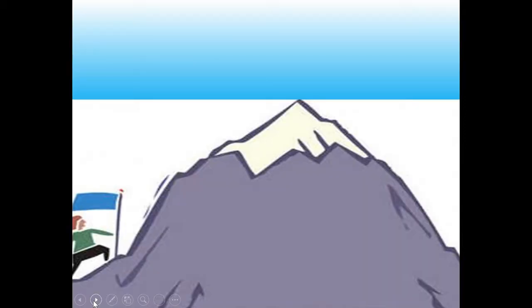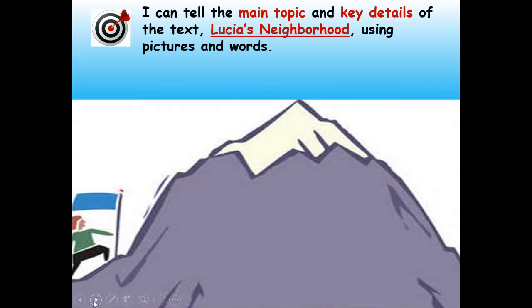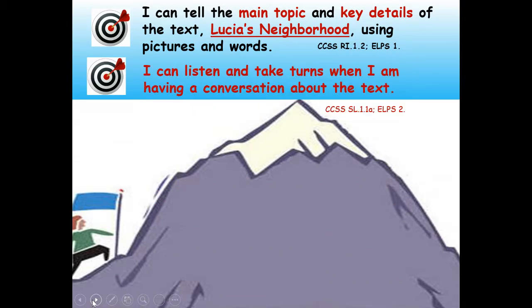All right, so now that you have those vocabulary words fresh in your mind, let's do our learning target. I can tell the main topic and key details of the text Lucia's Neighborhood using pictures and words. And I can listen and take turns when I'm having a conversation about the text. You're going to listen to me when I ask you questions, and then I'm going to give you a turn to say your answers. If you have someone to talk to at home, you can talk with your partner about the questions as well.